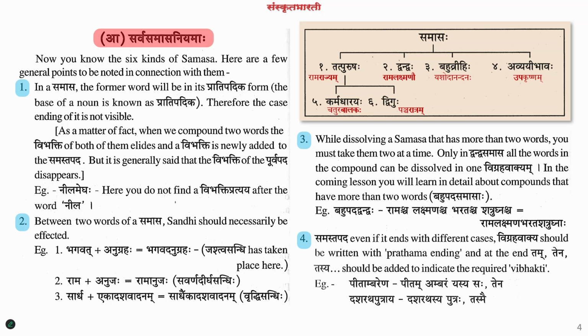इदानीं तत्र सर्वसमासनियमाः इति what is common amongst all the samasas, what kind of rules we follow, some aspects of that is being taught now. So now you know the 6 kinds of samasa. I mean 6 kinds as they identified. Really there is a little bit more classification classically, but this is okay. 6 kinds of samasa. Here are a few general points to be noted in connection with them.